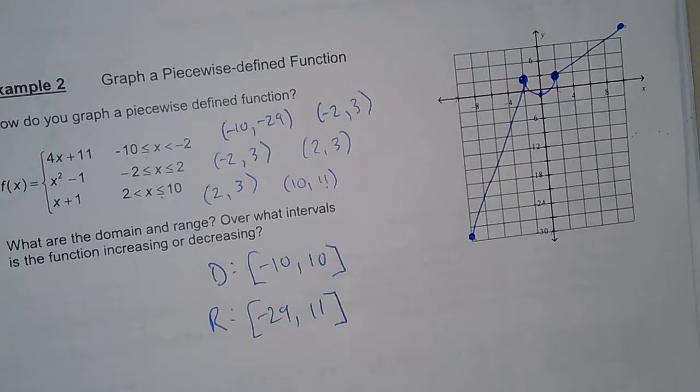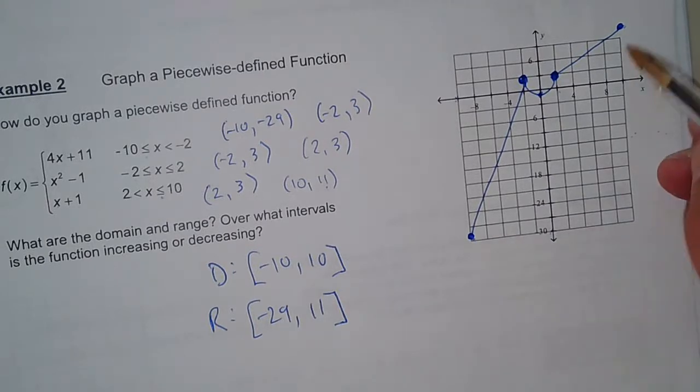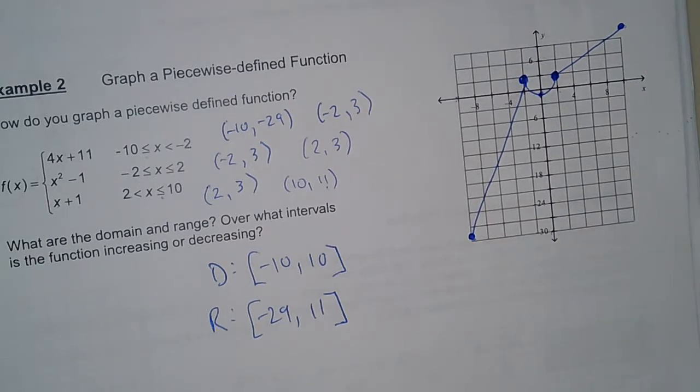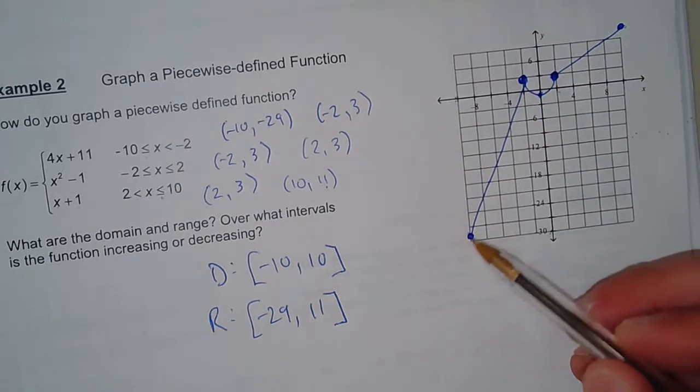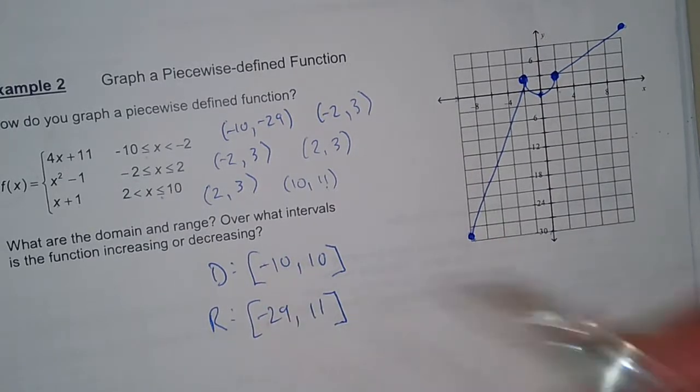Would negative 29 be brackets? So they should both be brackets because these were both solid dots. So yeah, brackets on everything in this case. But if one of these was open, like if this had been open, then that would change these to both parentheses.